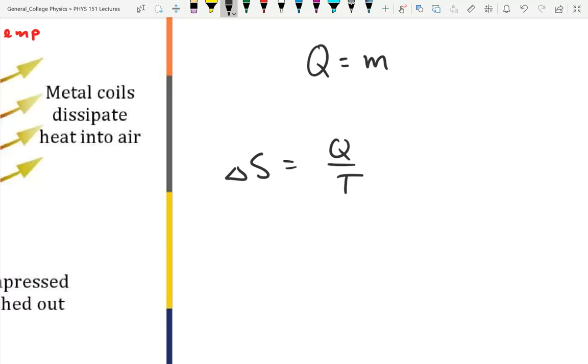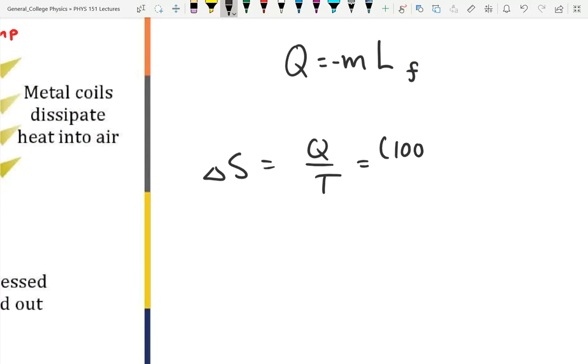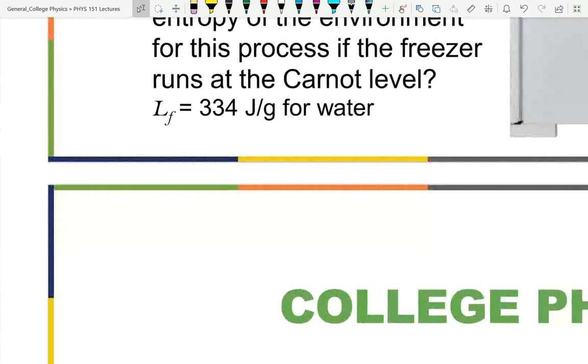If it's changing phase, what is it? Mass times the latent heat of fusion if it's changing between ice and water. Because it's freezing, it's going to be negative because heat's being removed. So that's going to be my mass, and I said 100 grams. Put the minus out front, times the latent heat of fusion, which was 334 joules per gram. I have that written at the bottom of the slide here. 334 joules per gram.